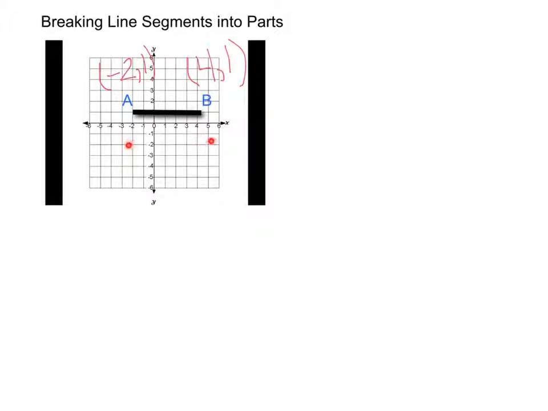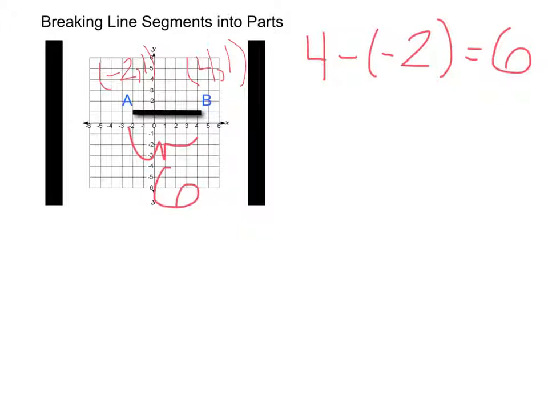The first step is going to be able to try and find the distance between the points A and B. And that's pretty simple to do. All I have to say is 4 minus -2, and that gets me 6. So this means I have a distance of 6.